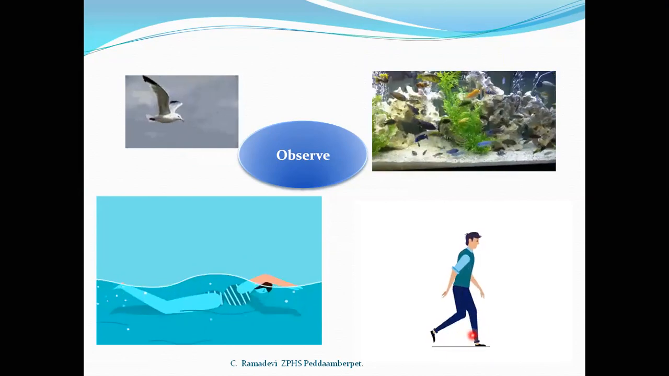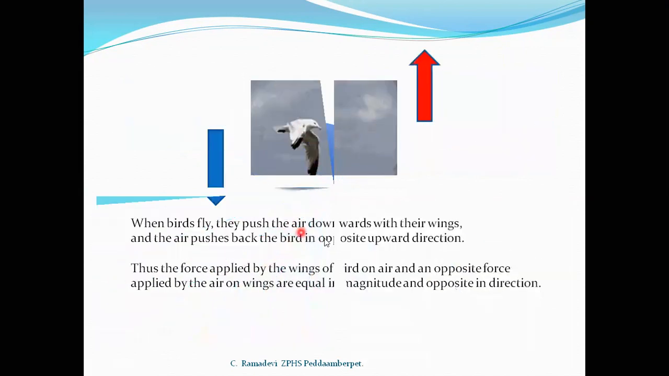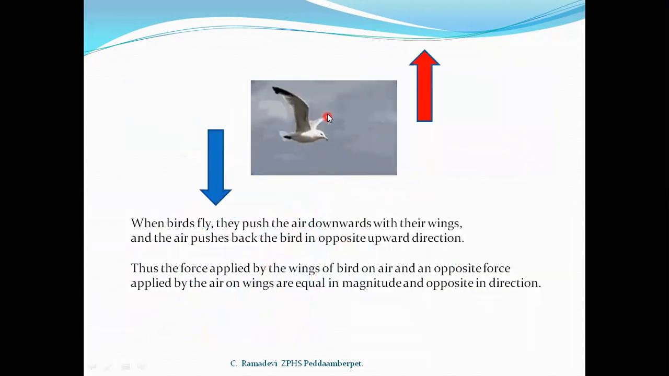Right, students? Okay. See here, the bird is pushing the air downwards with its wings. So what happens? Air is also pushing the bird in the opposite direction. Hence, the bird is flying high, isn't it? Now, when the birds fly, they push the air downwards with their wings, and the air pushes back the bird in the opposite upward direction.